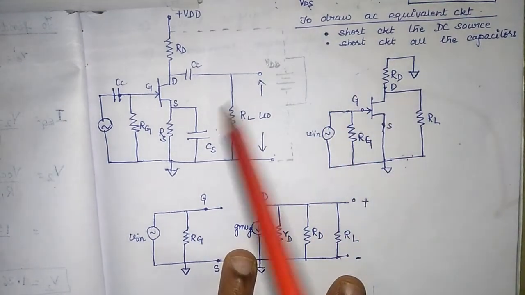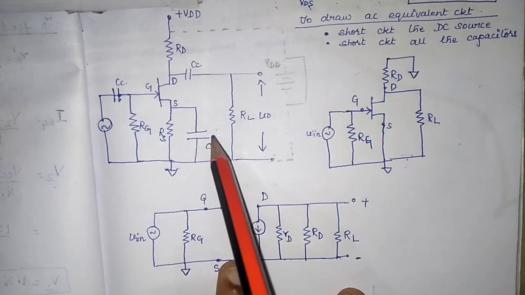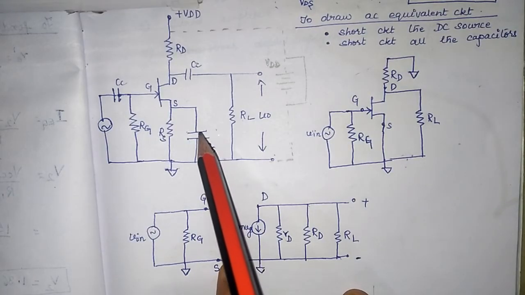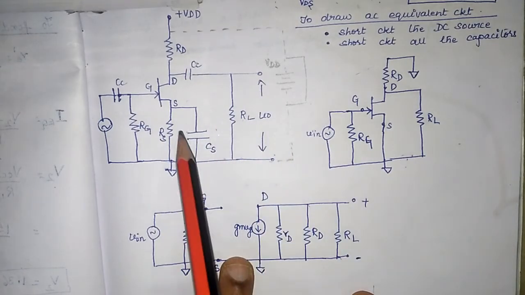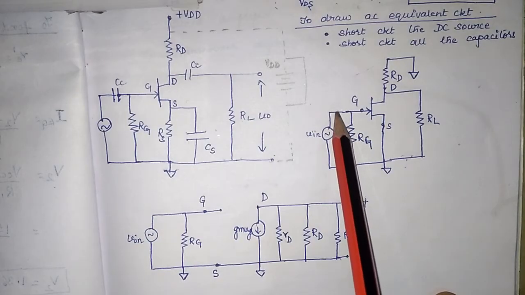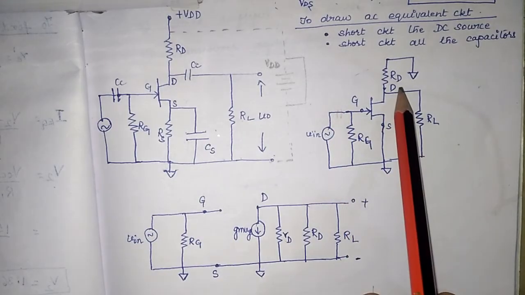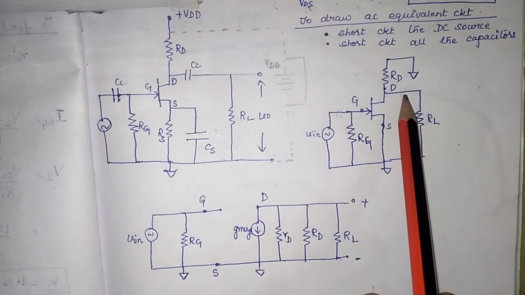And what to do with all the capacitors? You know capacitors behave like a short circuit for AC voltages. So all capacitors can be replaced by a short circuit. Look at this. What have we done? You don't have an input coupling capacitor, neither do you have the output coupling capacitor, and they have been replaced by a short circuit. Okay.